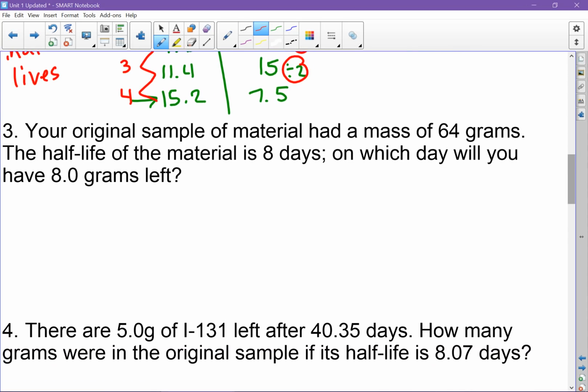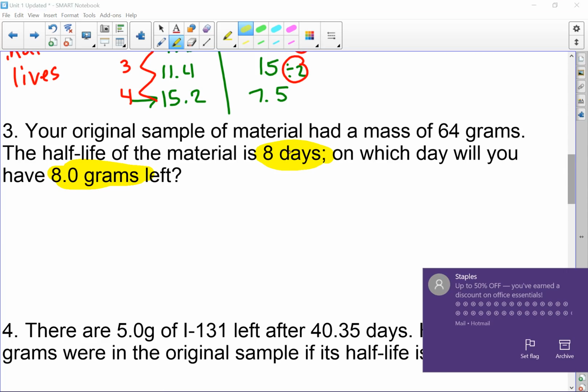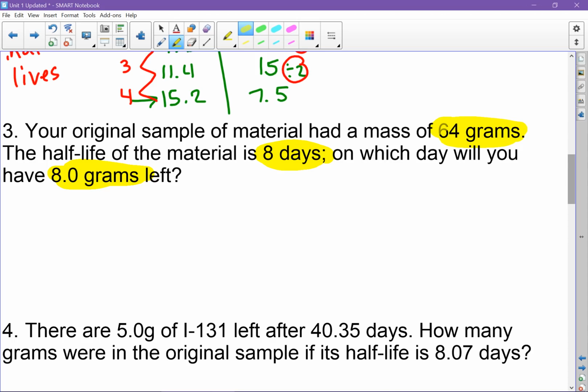Alright, let's try another one. So I want to highlight what numbers do I have in here. Here's an amount number for the substance. Here's a time number. Here's a grams number. That's another amount. And let's set up our T-chart. So I have the time and the amount of substance.